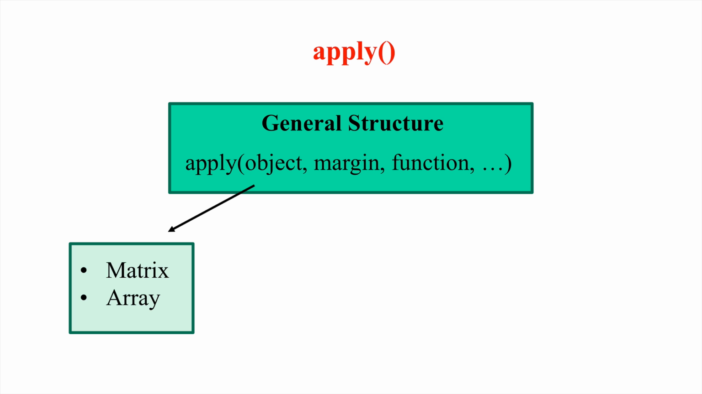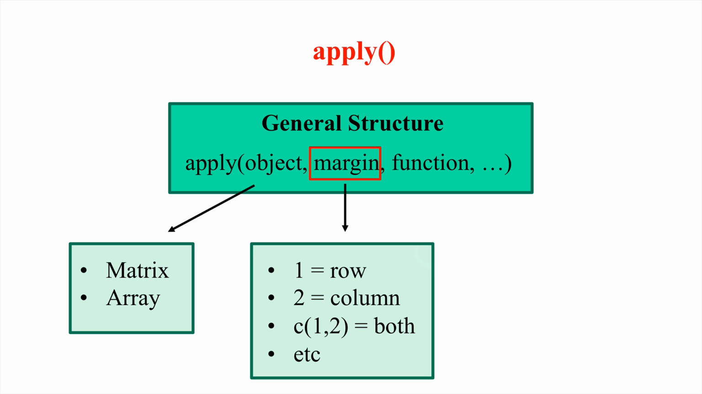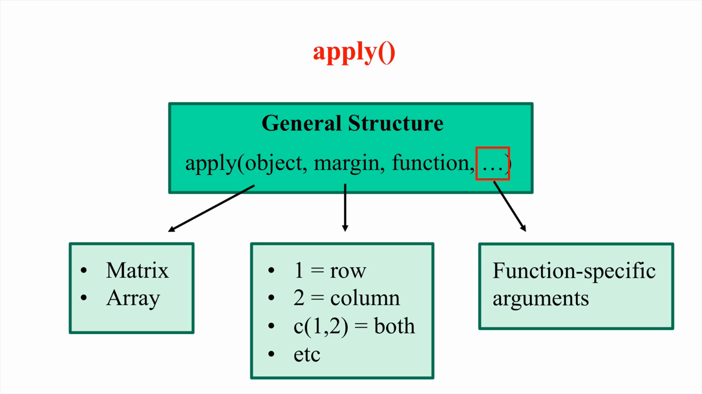Okay, so the next argument is the margin, and the margin specifies which dimension or dimensions to iterate over. So specifying 1 means that we want to operate over the first dimension, or rows. Specifying 2 indicates that we want to apply the function to the second dimension, the columns, and so on and so forth. If we specify concatenate 1, 2, we are saying that we want to iterate over the columns and the rows. Finally, the third argument is the function that you want to apply to the chosen margin. You can also add other arguments as well at the end, as we will see later on in some examples, and these additional arguments are the arguments specific to the function that is being applied, but we'll deal with that a little bit later.